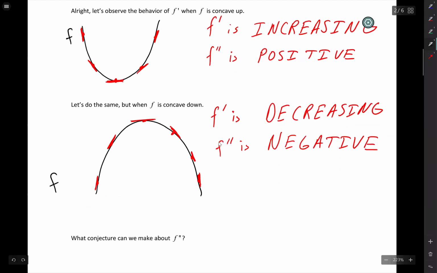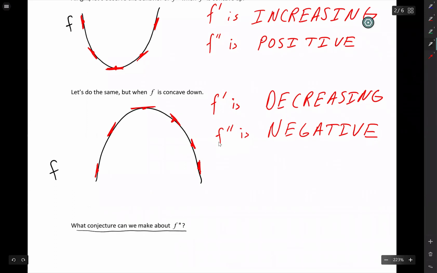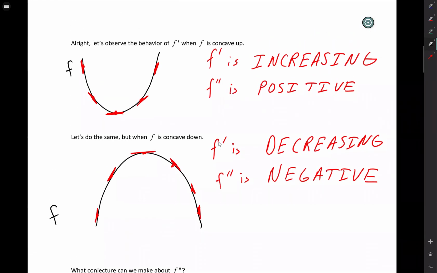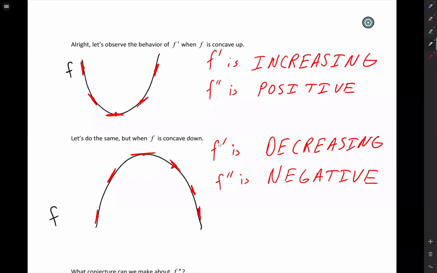All right. I want to make a conjecture about F prime prime. So conjecture means like a statement or a fact. So can we say definitively, look, we have evidence right here. Can we say definitively that if F prime prime is positive, that this means that F is concave up? What do you think? Yeah, it will always make a concave up.